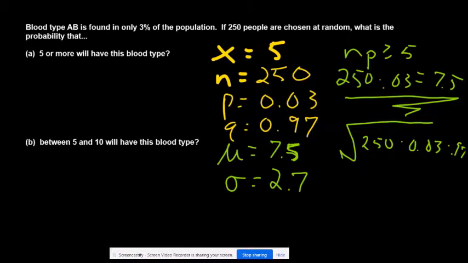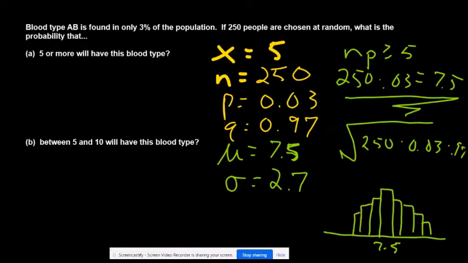Now, what we're essentially doing is taking something that looks like this, centered around 7.5 with a histogram bar graph going out like this. We're using the standard curve to approximate that. And 5 or more, so if 7.5 is in the middle, 5 or more would be right here and up. All right, so I'm going to use my calculator.